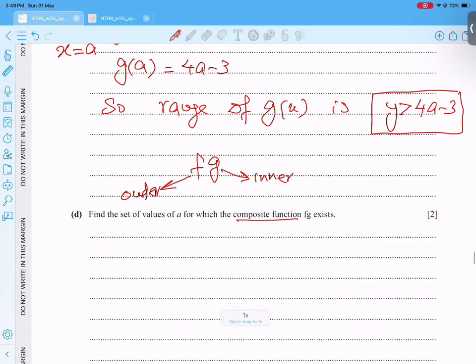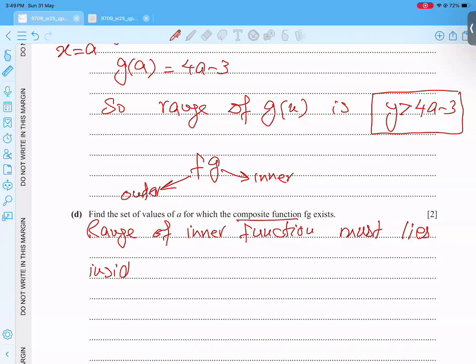The range of the inner function must lie inside the domain of the outer function. I hope the point is very clear.